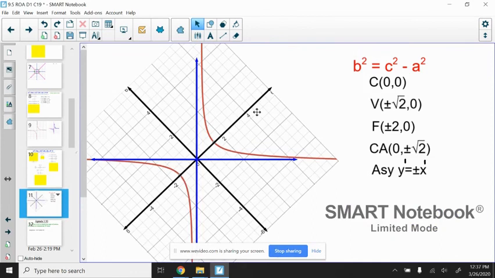When would we ever use rotation of axes? That, of course, will be the next lesson.